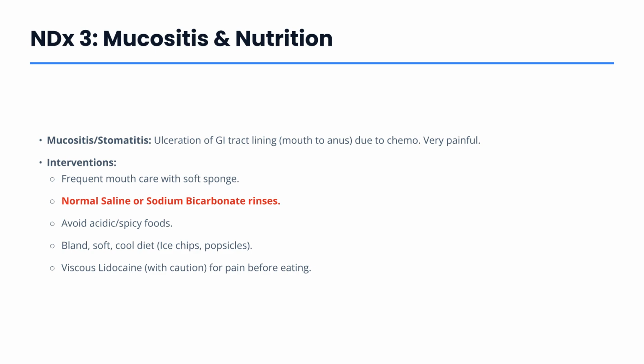Nursing diagnosis 3 is mucositis and nutrition. Mucositis is painful ulceration of the GI tract due to chemotherapy. Interventions include frequent mouth care, normal saline or sodium bicarbonate rinses, and a bland, soft, cool diet. Viscous lidocaine may be used before meals.